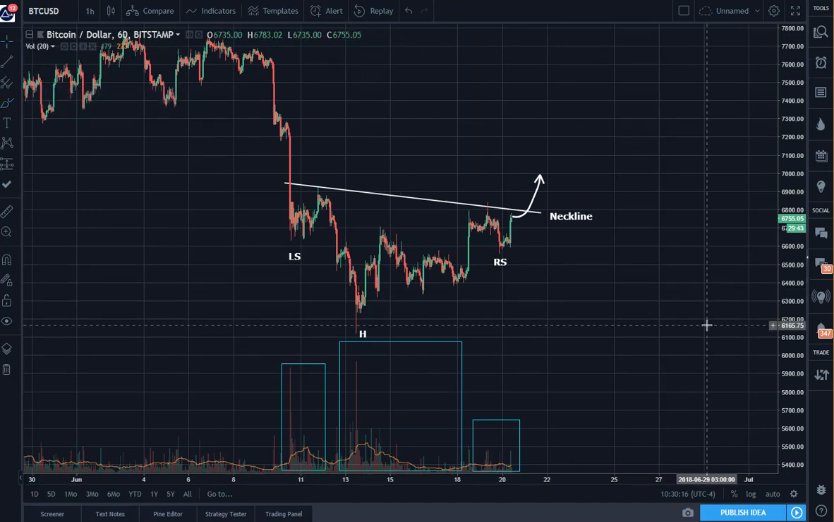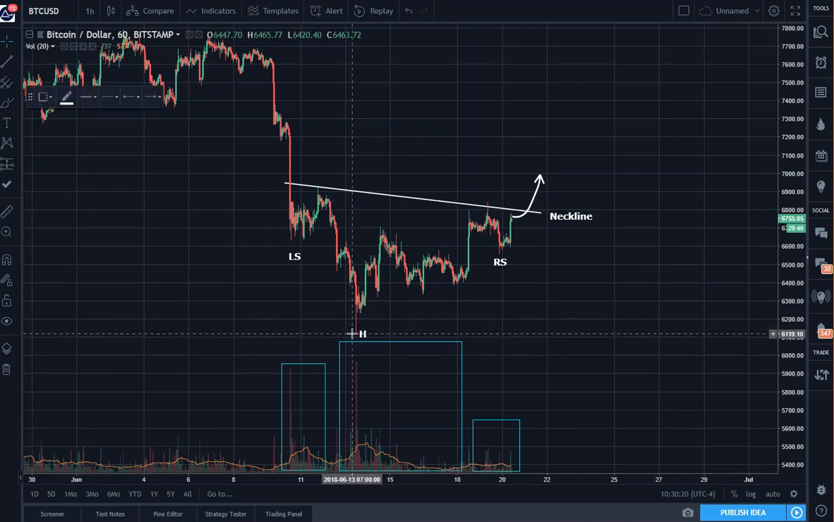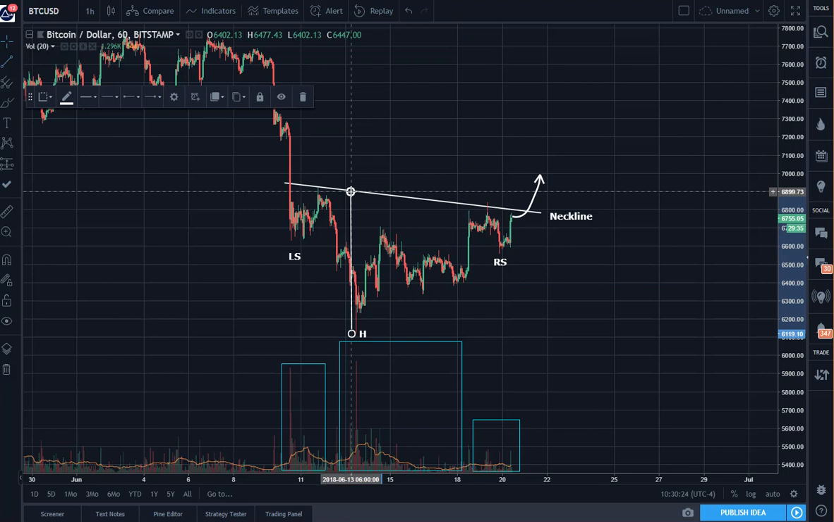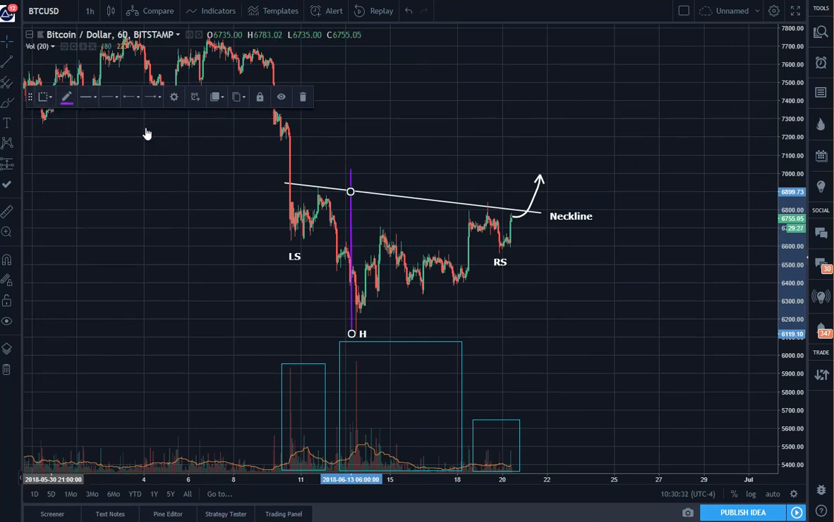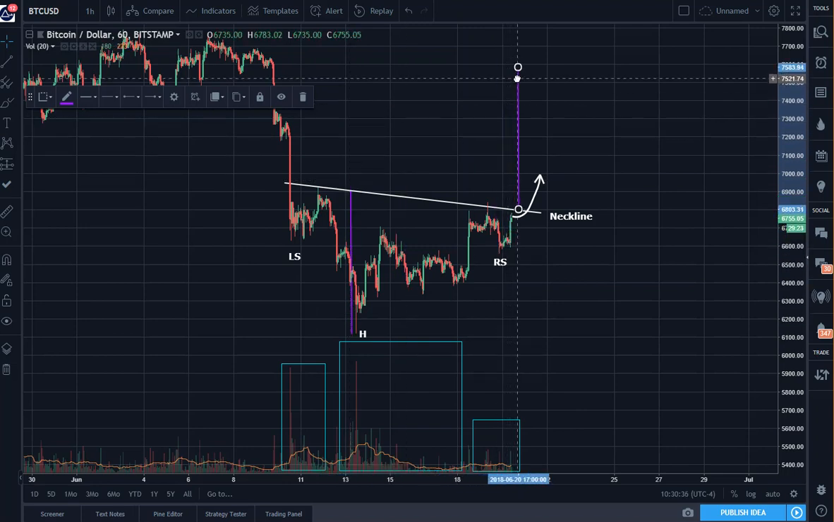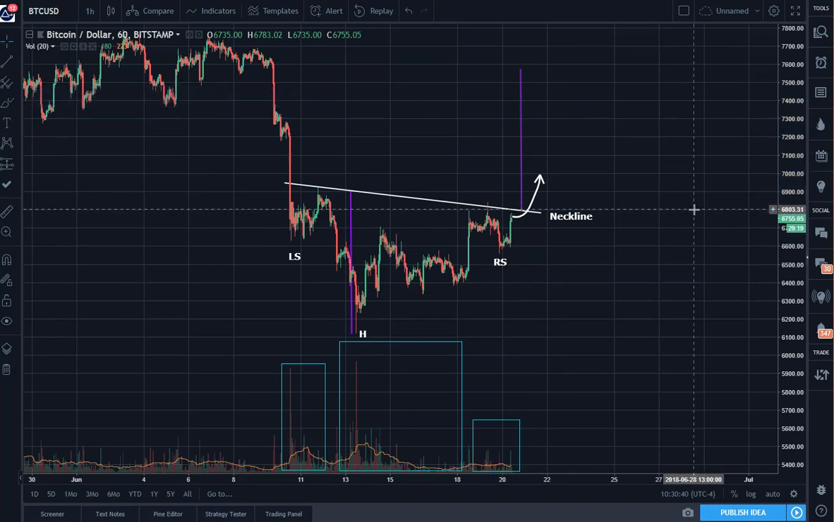Okay, so now let's do the minimum price test. I go from the lowest to the head, above the head point to the neckline. I usually just use the purple color for something like this. I copy and paste because I don't want to do any math. I put it to approximately where on the neckline the breakout would happen, and that'll bring us to 7,600.